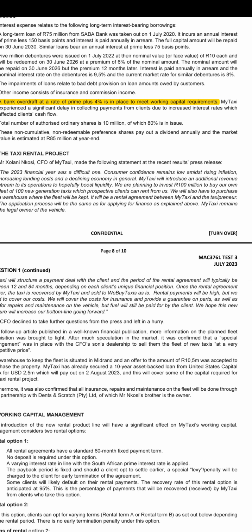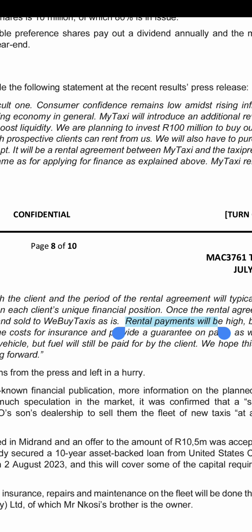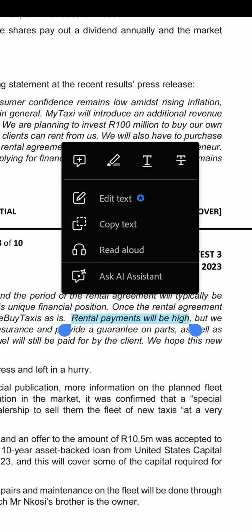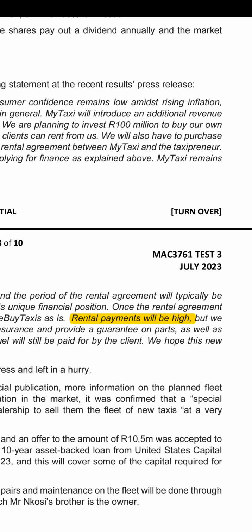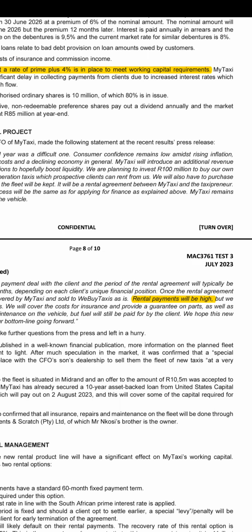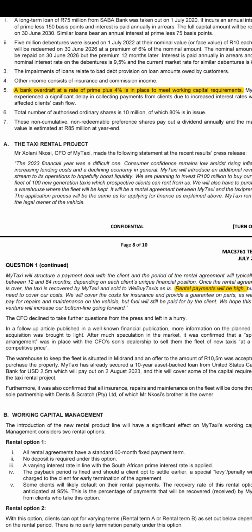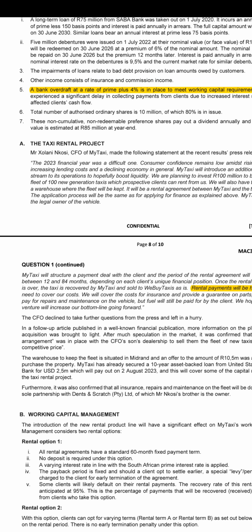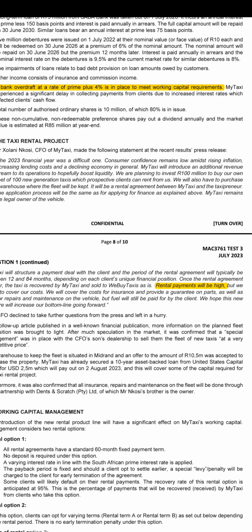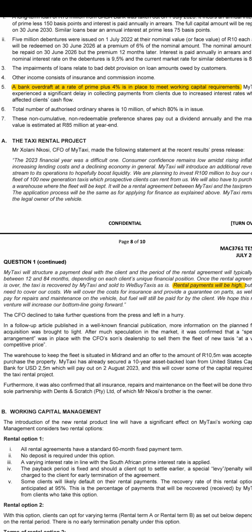Rental payments will be high. Okay, that's something that we need to now look at already. Right. Rental payments will be high, but we need to cover our costs. We will cover the cost for insurance and provide a guarantee on parts as well as pay for repairs and maintenance, but fuel will still be paid by the client. We hope this venture will increase our bottom line going forward.